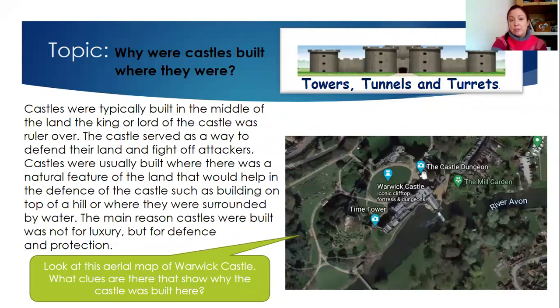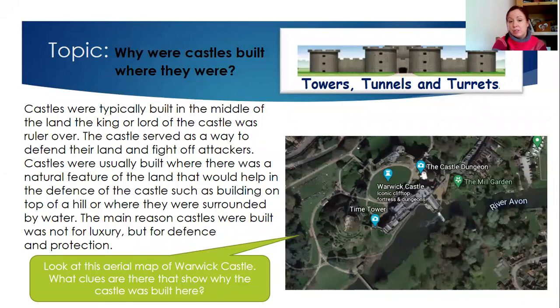On to topic then for this week. We're starting to think about why castles were built where they were. And as it says on this slide, castles were typically built in the middle of the land the king or lord of the castle was ruler over. So the castle served as a way to defend their land and fight off attackers.